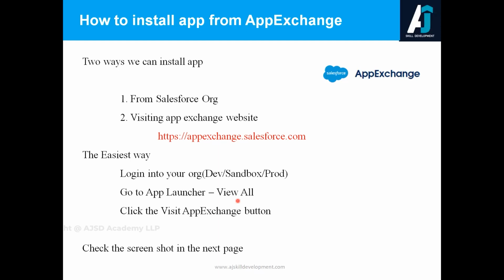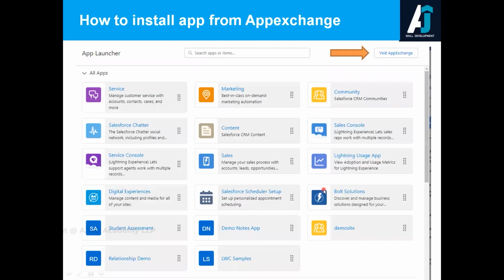If your choice is this second one, visiting the AppExchange website and installing from there, then you need to first log in to the AppExchange using your credentials. It may be a Salesforce credential or a single sign-on credential, that is Google login. From there, you need to choose your destination org and install this particular application, right? So now we are going to see how to install the applications from the org itself.